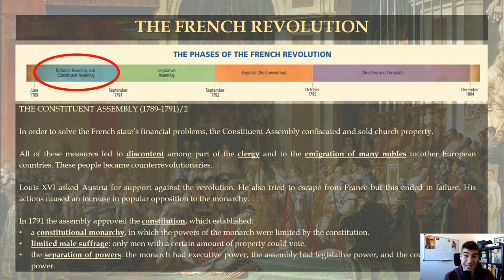So finally, in 1791, the Assembly approved the first French Constitution, the Constitution of 1791, which established a constitutional monarchy in which the powers of the monarch were limited by this constitution, so the monarchy was no longer absolute, he was a constitutional king. Limited male suffrage: only men with a certain amount of property could vote, only the rich could vote. And the separation of powers: the king would have the executive power, the assembly the legislative power, and the courts the judicial power.